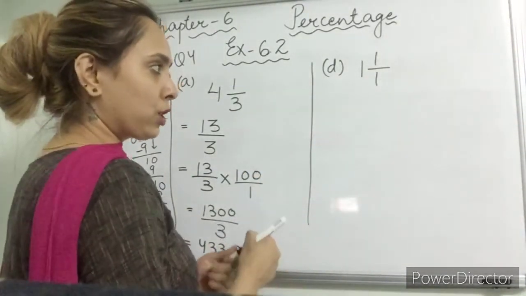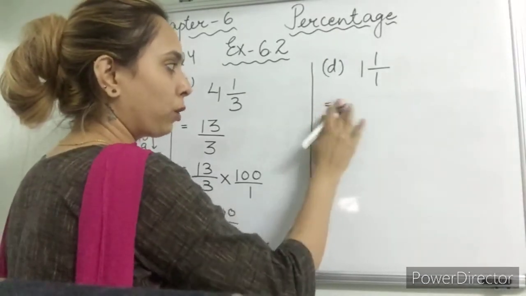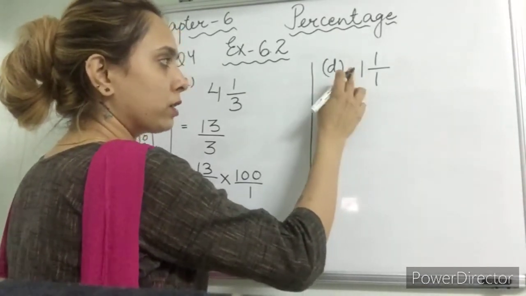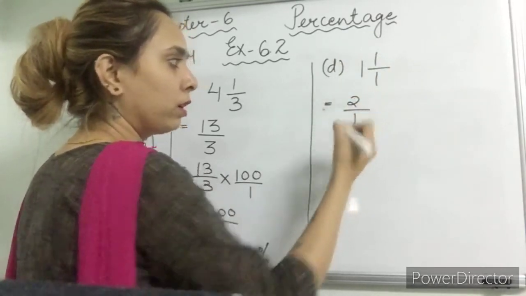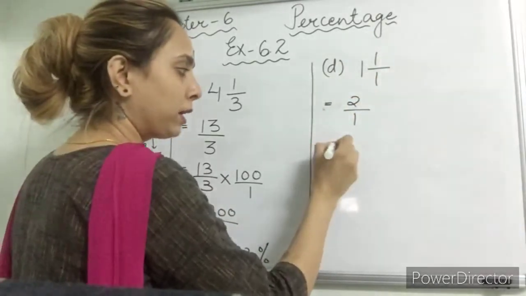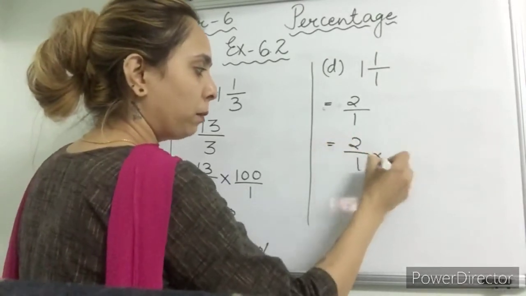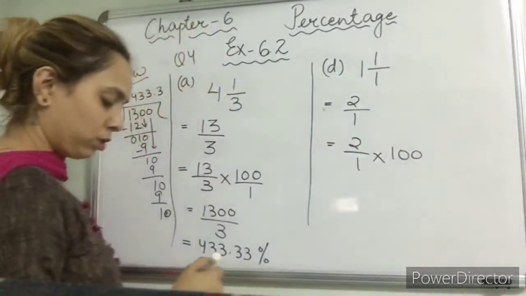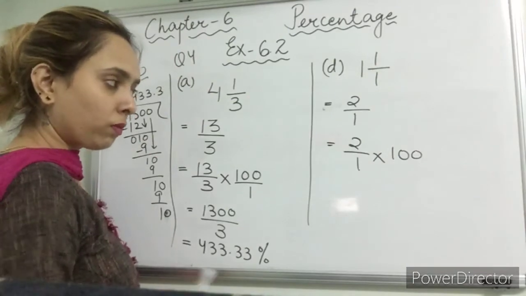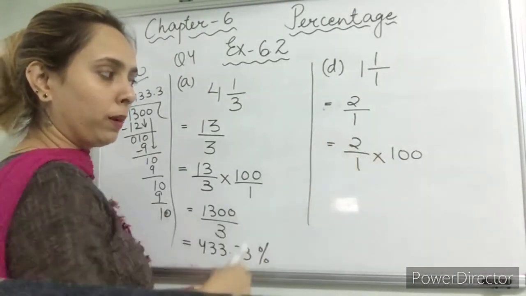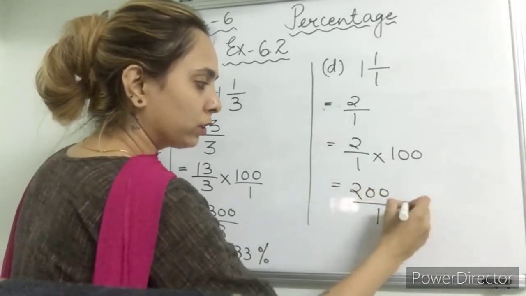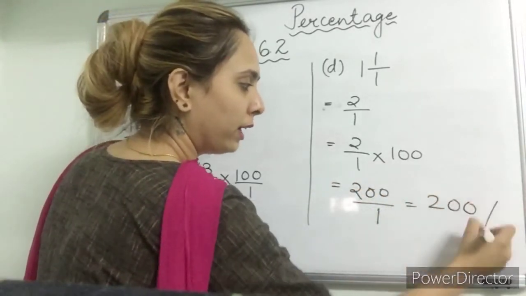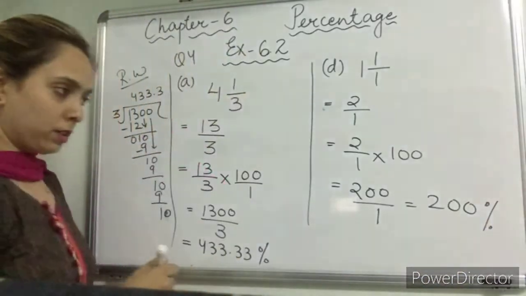Again, this is a mixed fraction. So I will convert it into improper fraction first. 1 ones are 1. 1 plus 1 is 2. 2 upon 1. So multiply this 2 upon 1 by 100. So this 100 will be multiplied by this 2. So it will become 200 upon 1. So answer is 200%.